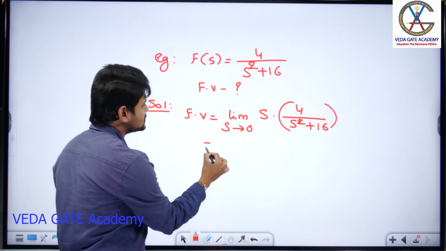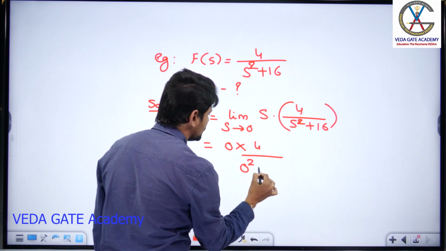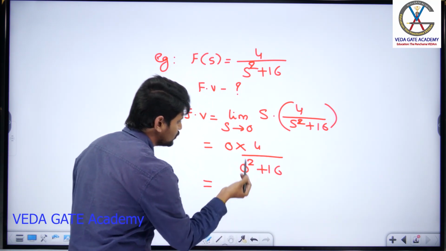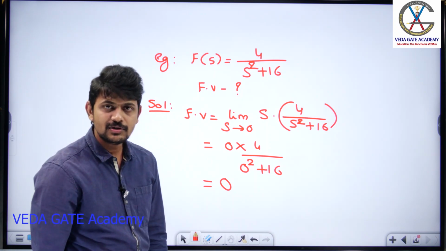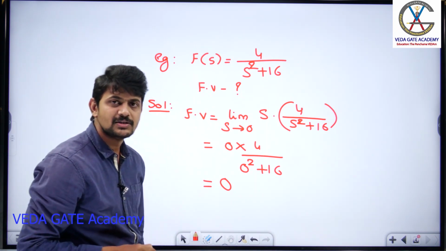Now if you replace s with 0, what are you going to get? 0 into 4 divided by (0 square plus 16). So 0 into the whole thing, how much are you going to get? 0. Am I correct? Right? So what is the answer for this question? The final value of this function is 0.